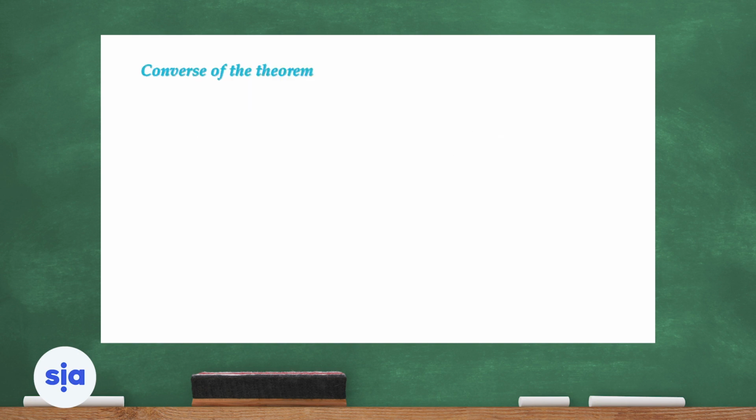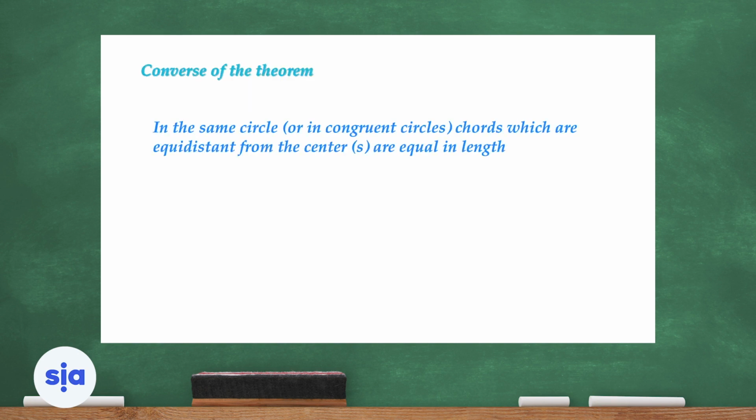The converse of the theorem says, in the same circle, or in congruent circles, chords which are equidistant from the center, or the centers, are equal in length.